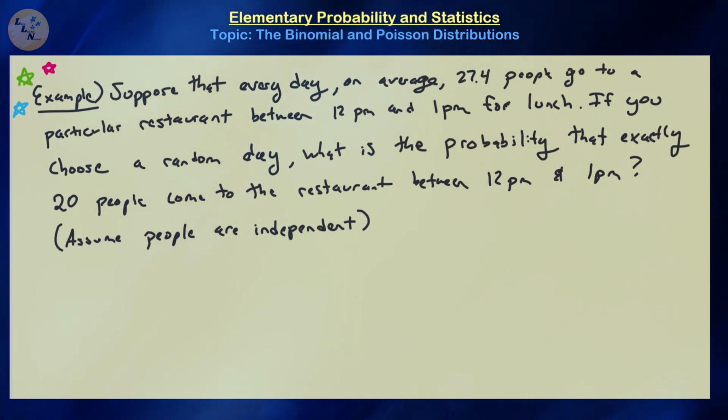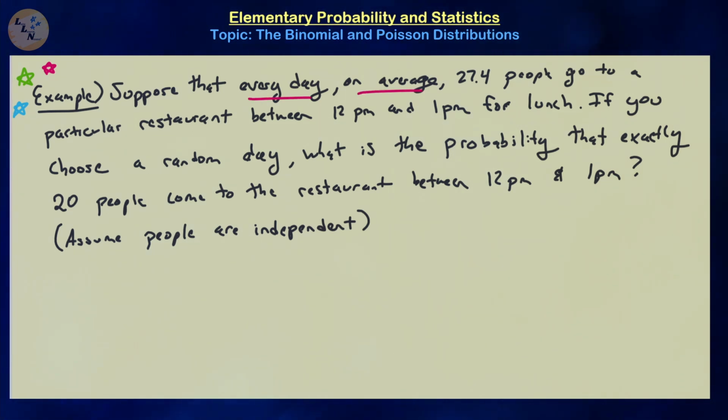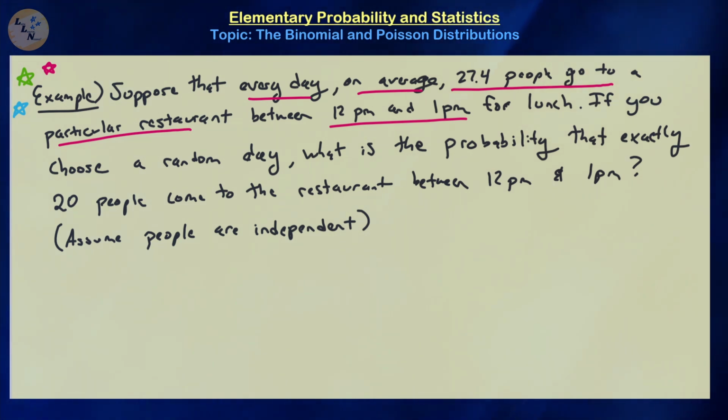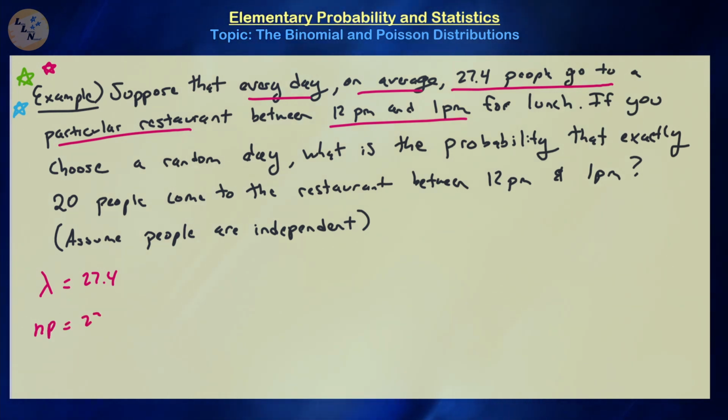Now that we know a few things about the Poisson distribution and its relation to the binomial distribution, let us look at a particular example and determine whether the Poisson or the binomial distribution is more appropriate to solve this problem. So let's look at these wordings in very close detail. Let us assume that every day, on average, 27.4 people go to a particular restaurant between 12 p.m. and 1 p.m. for lunch. So off the surface, we have 27.4 people going to a particular restaurant every single day. So this either could be lambda for the Poisson distribution, or it could be n times p for the binomial distribution.